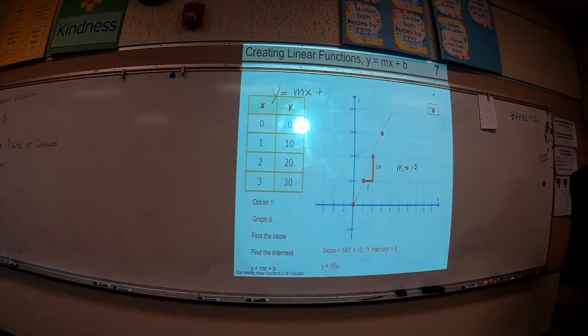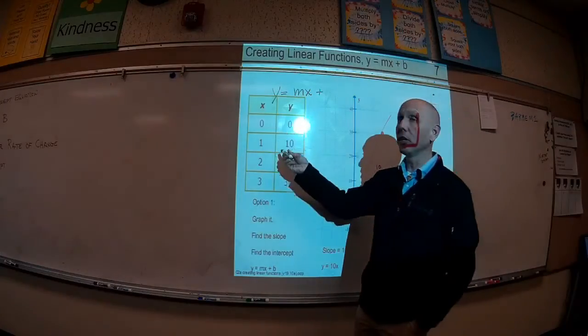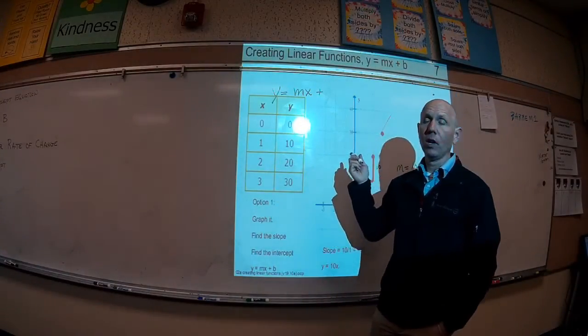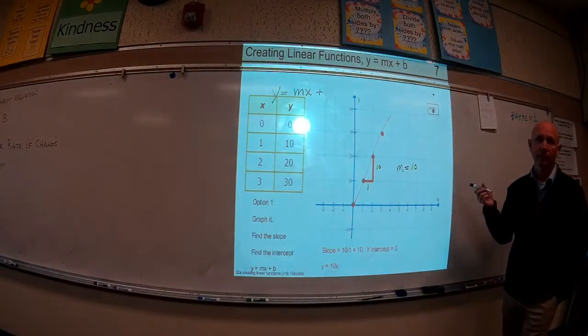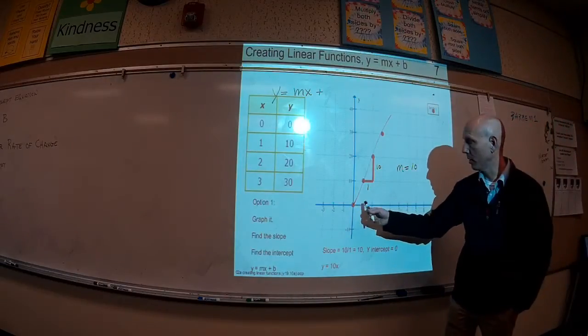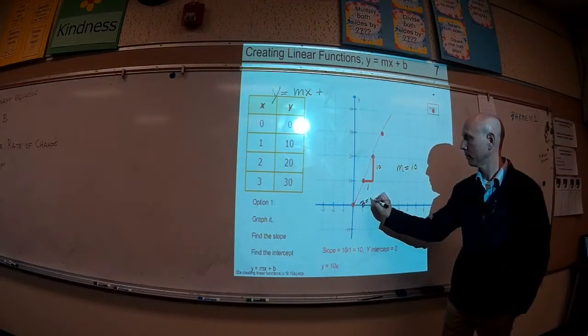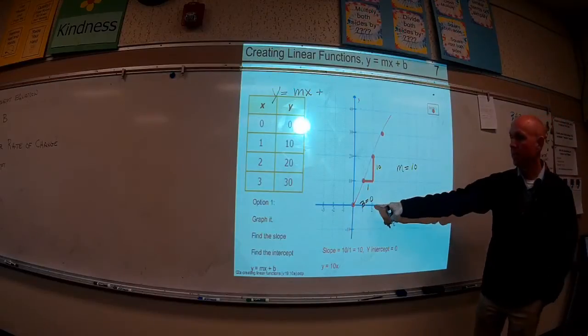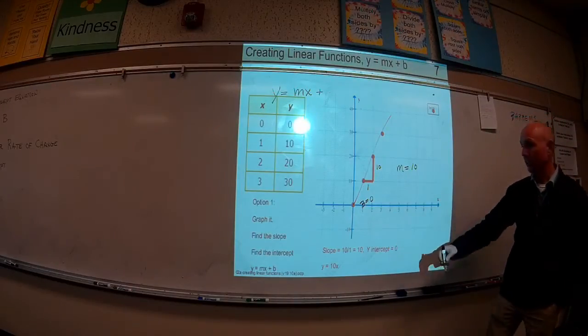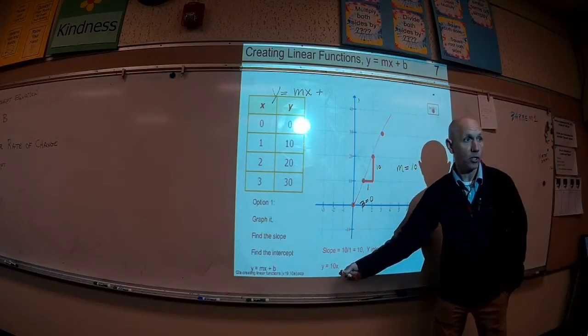He's doing what we did yesterday. You're looking over here and getting the exact same slope, aren't you? Where's the y-intercept? 0. The y-intercept's at 0. So I have m equals 10, b equals 0, and that turns into y equals 10x. There's my equation for it.